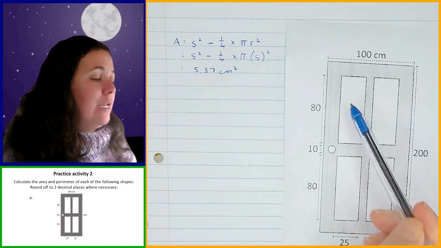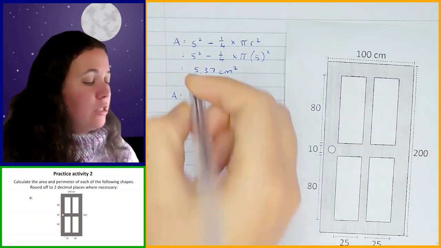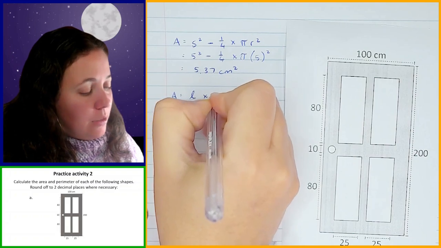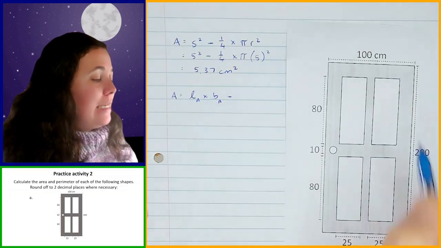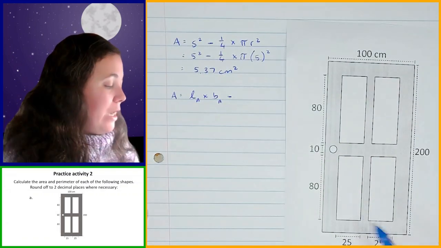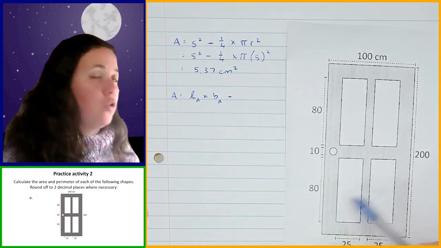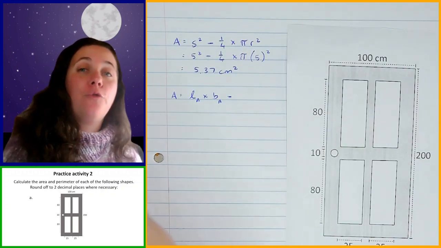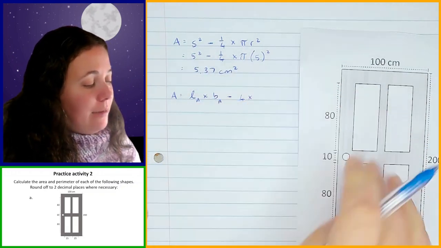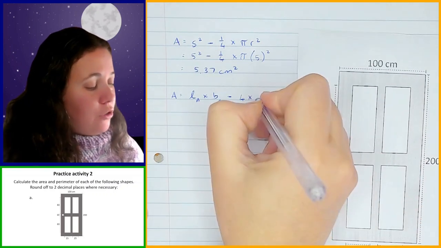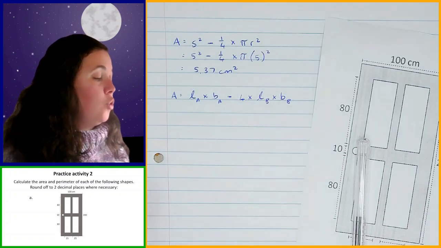First, let's see how we would work out the area of the whole door. I'm going to have length times breadth, and I'll call that A for our door, minus, now all of these are 80 by 25. This is also 80 by 25, and this is also 80 by 25 and 80 by 25. These windows are all identical to each other, so I can just subtract four of them by multiplying one of them by four. So it's four times the area of one of those windows, which is length times breadth, and I'm going to call those B. So I'm calling the door A.